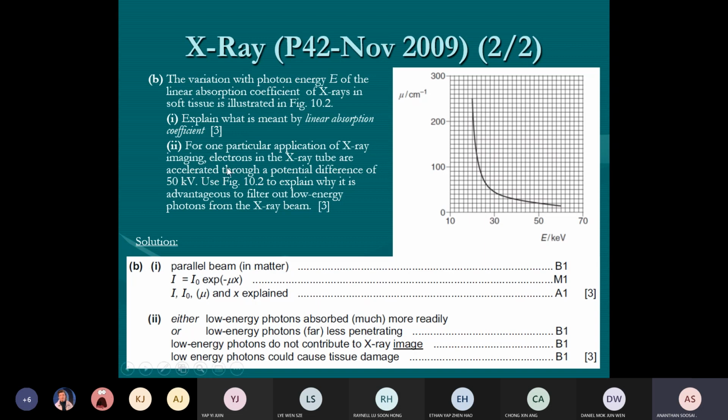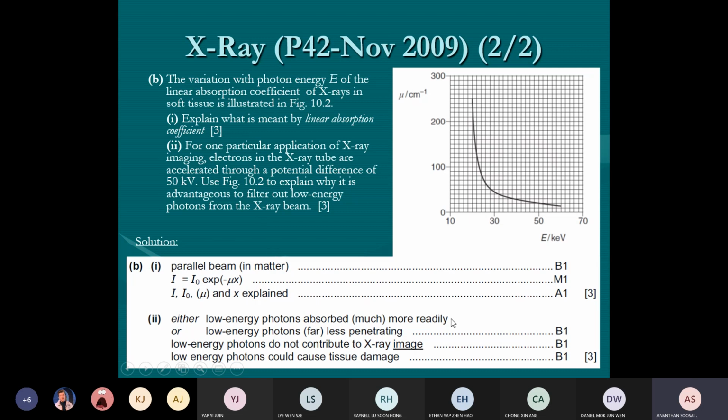For one particular application of X-ray imaging, electrons in the X-ray tube are accelerated through a potential difference of 50 kilovolts. To explain why it is an advantage to filter out low energy photons: I already told you, right? Low energy photons don't contribute to the imaging. It's unnecessary radiation, that's why I need to filter it out.